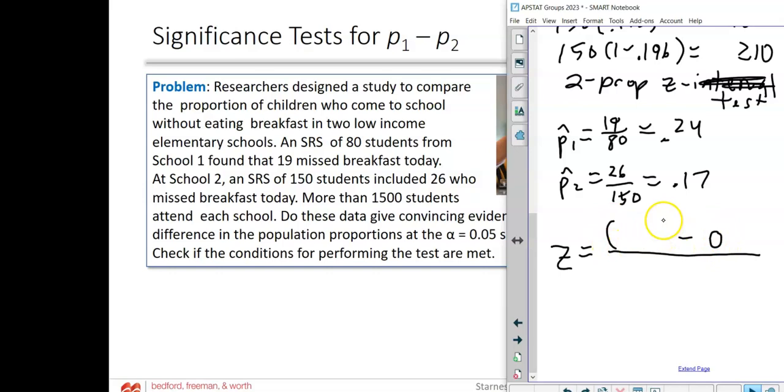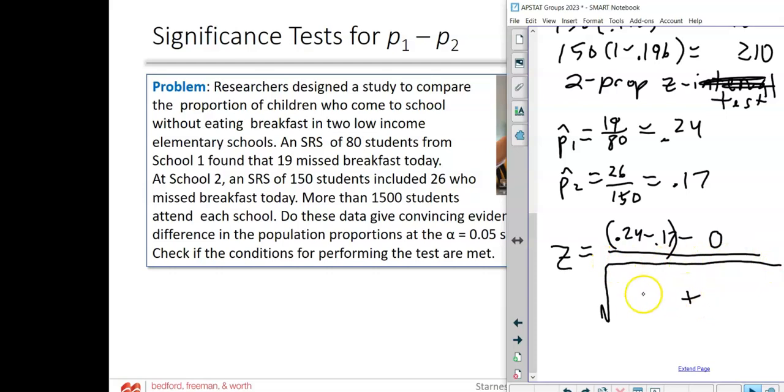So what's weird is the p hats. What you'll do is p hat 1, which is 0.24, minus p hat 2, which is 0.17. So that first term is kind of subtracting the p hats there, right? You're just doing p hat 1 minus p hat 2. That's what we stated at the start, that this is what we're going to do. So the denominator, you've got to figure out standard deviation. This is a monster here.